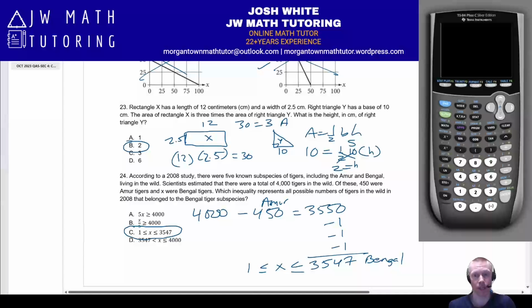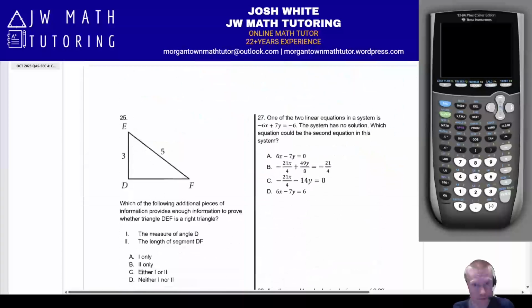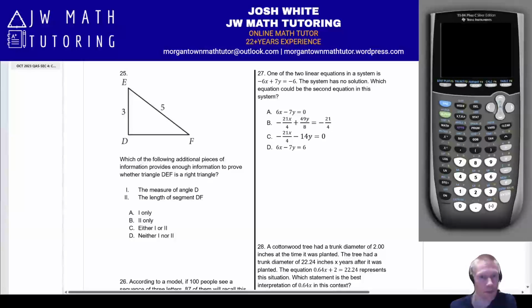That is how many Bengal tigers there could be in this group of 4,000 total. Now, at the top of the next page, for question 25, you're given this triangle, you're told two of the side lengths of it, and they want to know which of the pieces of information listed there is enough to prove whether DEF is a right triangle or not.